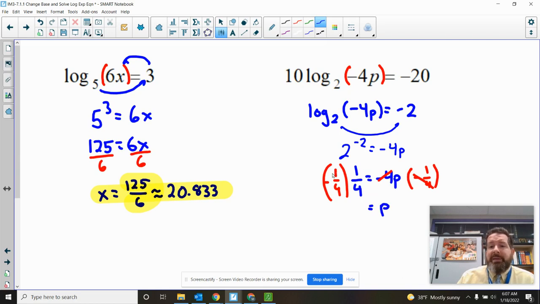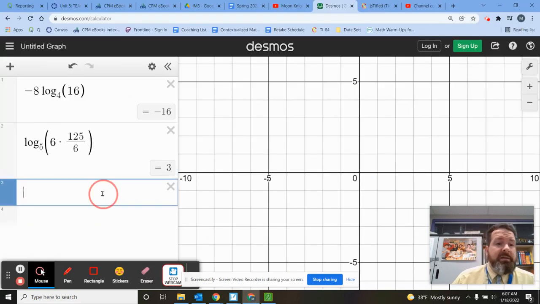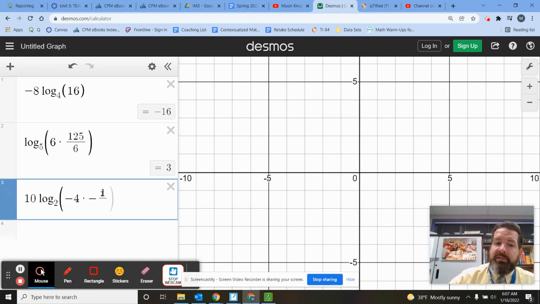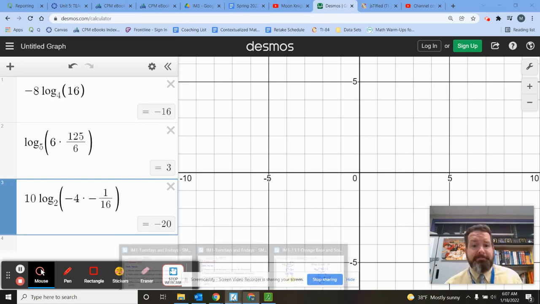And then over here, it's maybe a little easier to see where you end up. So multiply negative times positive is negative. 1 on the top, 4 times 4 is 16 on the bottom. There you go. Now, if you get that as a decimal, it's still okay. I don't know my 16ths. It comes out to something. So then, let's give it a check. I think negative 1/16 is p. So I go back to my original equation, 10 log base 2 of negative 4 times the p, which I think is negative 1/16. We want to end up with negative 20, and sure enough, we did.